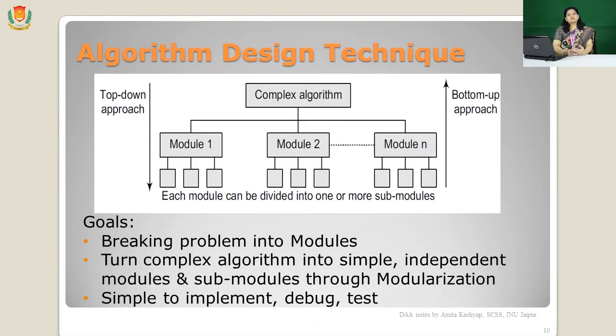What are the goals of having different designs? We want to break the problem into modules, turn a complex algorithm into a simpler algorithm comprising independent steps and modules, and it will be simple to implement, simple to debug, and simple to test for the programmers.